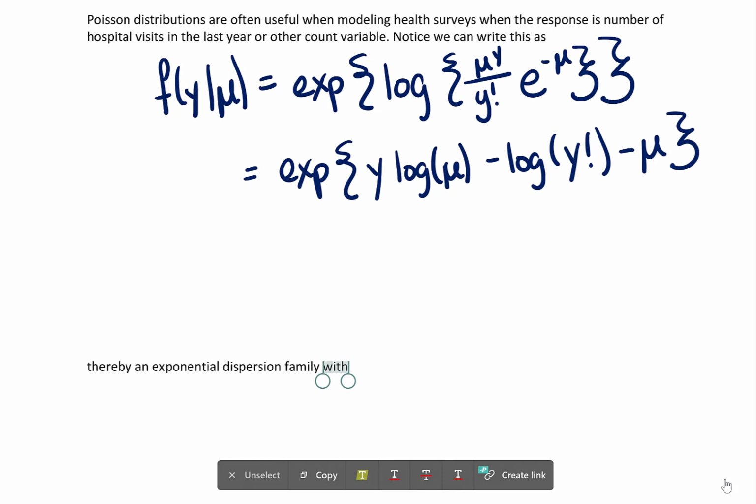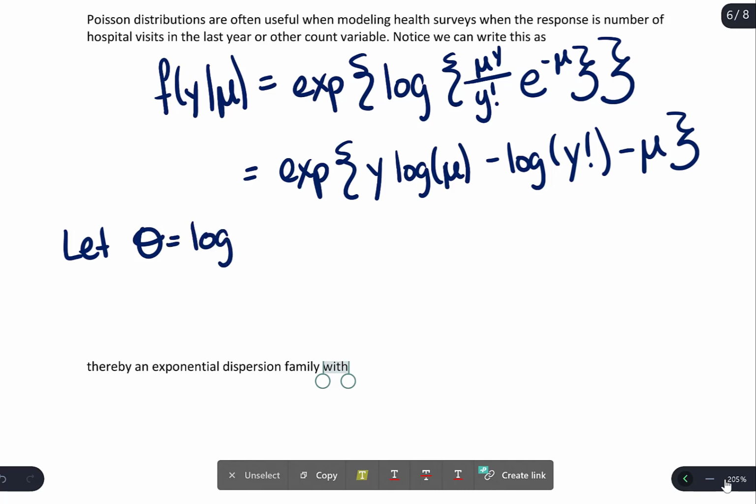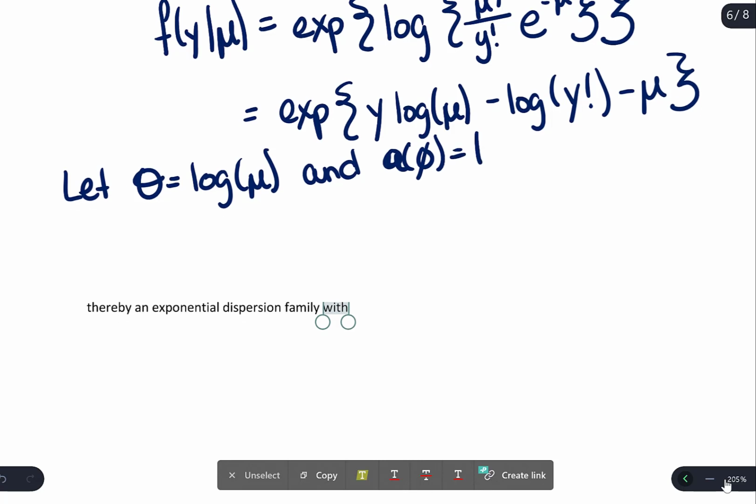So notice here we have y times some function of mu, where mu is the mean of the Poisson distribution. Remember that theta can be a function of the parameter that we're interested in. So let's let theta be equal to log mu. And we're going to let a of phi be equal to 1. Notice we could rewrite this as the following.